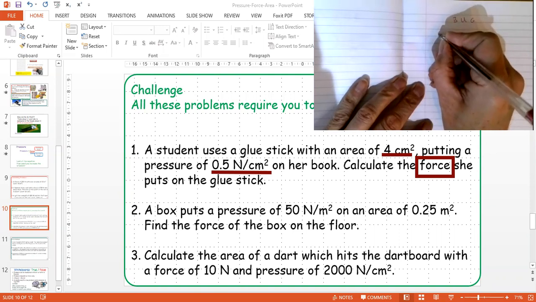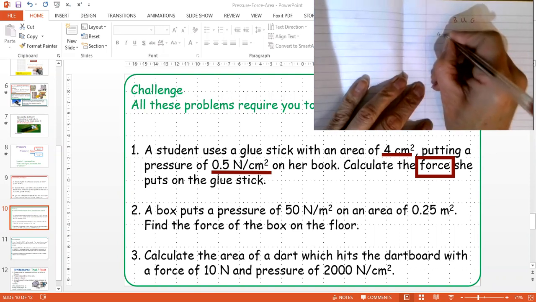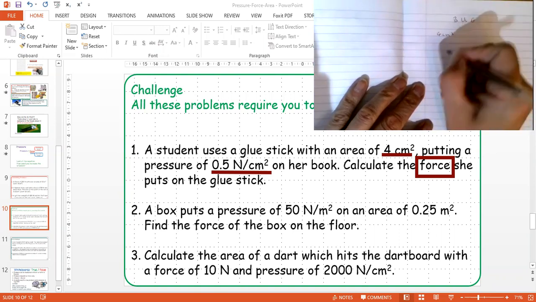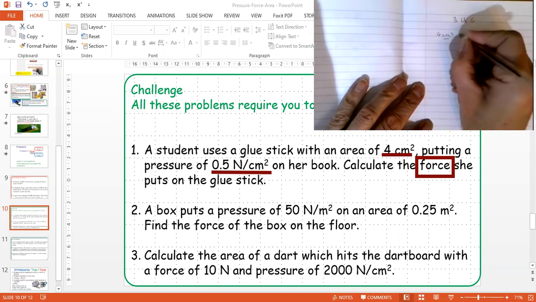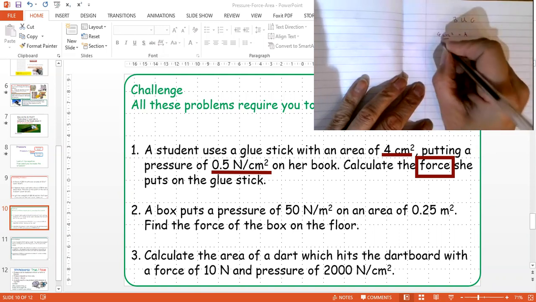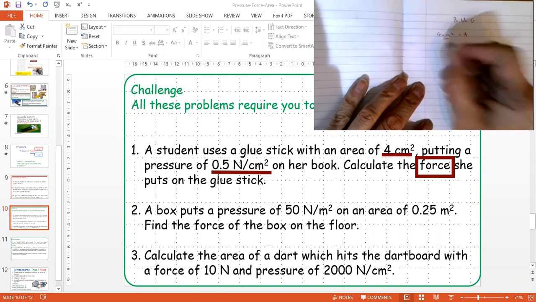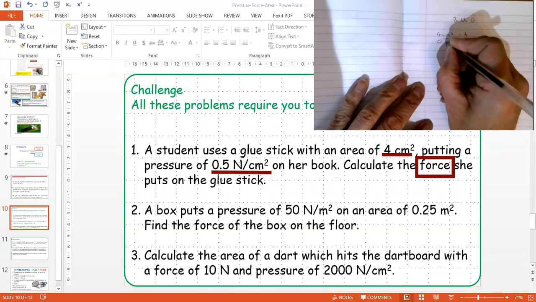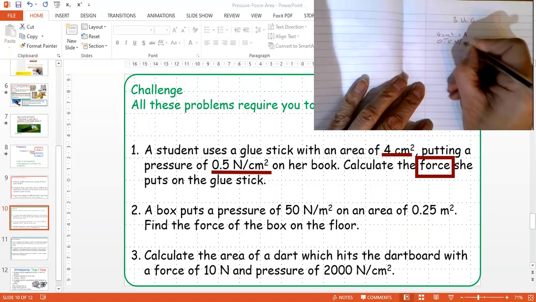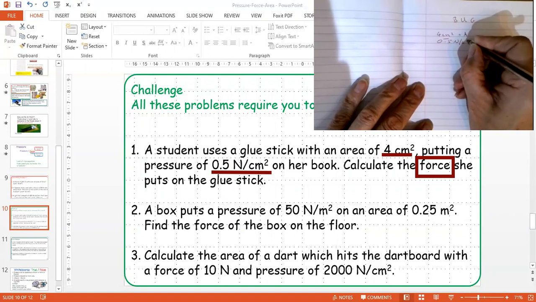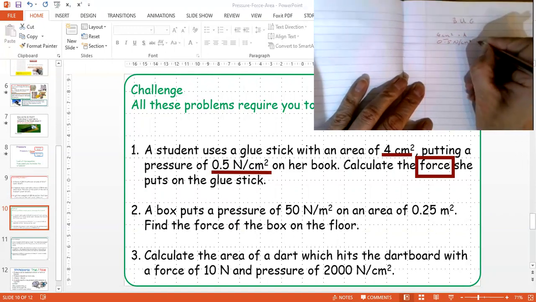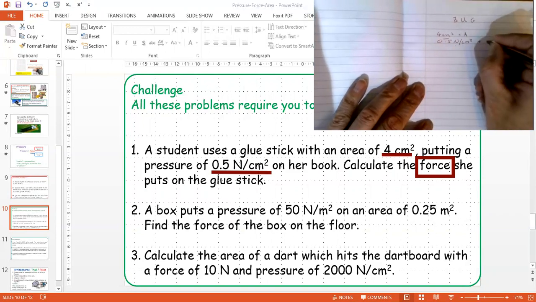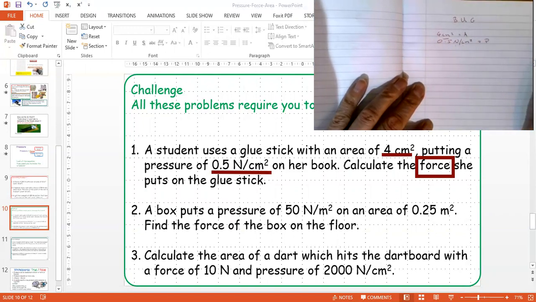So we need to say that we've got 4 centimeters squared. Well, that's got centimeters squared, so that's area. And then we have a pressure of 0.5 newtons per centimeter squared. Because this is newtons per centimeter squared, this is actually pressure, P.